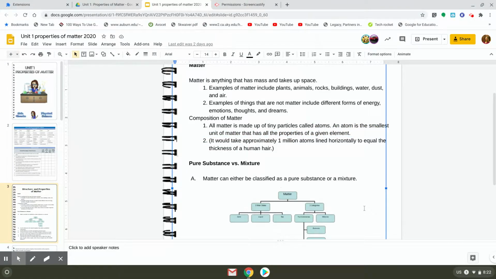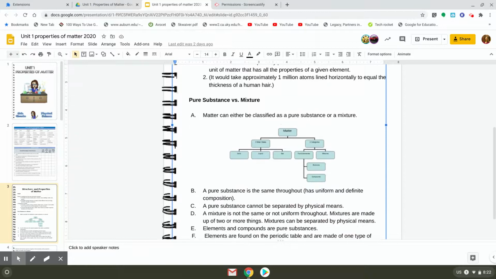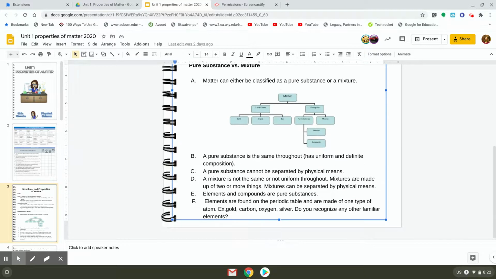Now, matter can either be classified as a pure substance or a mixture. Again, if you look down here on letter F, there are lots of examples of elements that are pure substances, which means they are not mixtures.